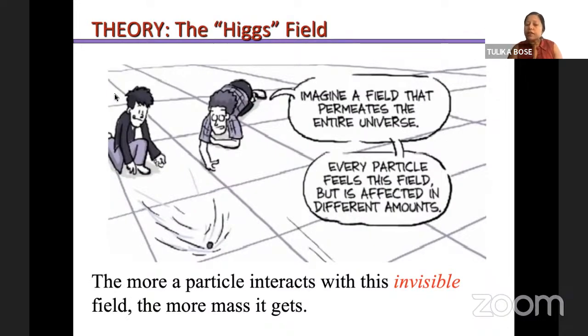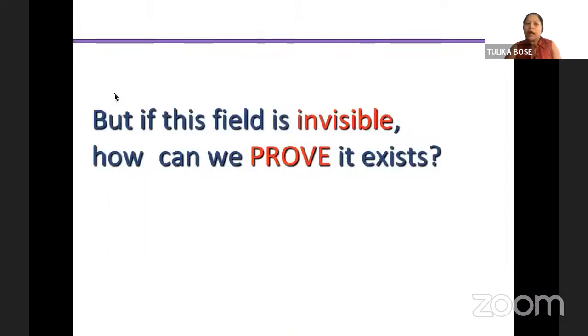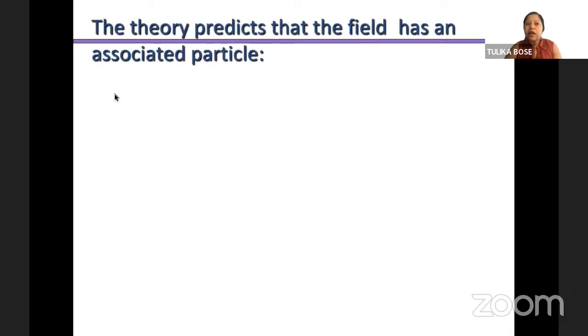And the more a particle interacts with this invisible field, the more mass it gets. Now I use this term invisible field. So with that, you're going to ask me, but if this field is invisible, how can we prove that it exists? Well, the way we go about it is we take advantage of the fact that this theory predicts that associated with this field is a particle, the Higgs particle.